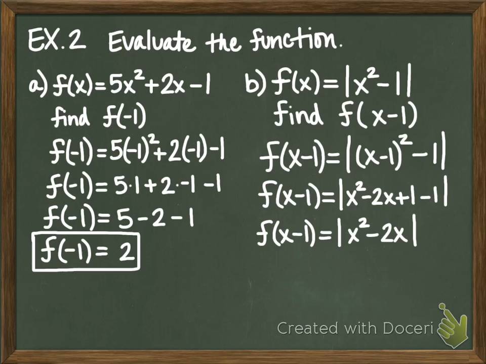I can't drop the absolute value bars because I don't have anything inside simplified further. If I had it down to a number, then I could take the absolute value. But when you have an expression inside, you just need to leave it like this.